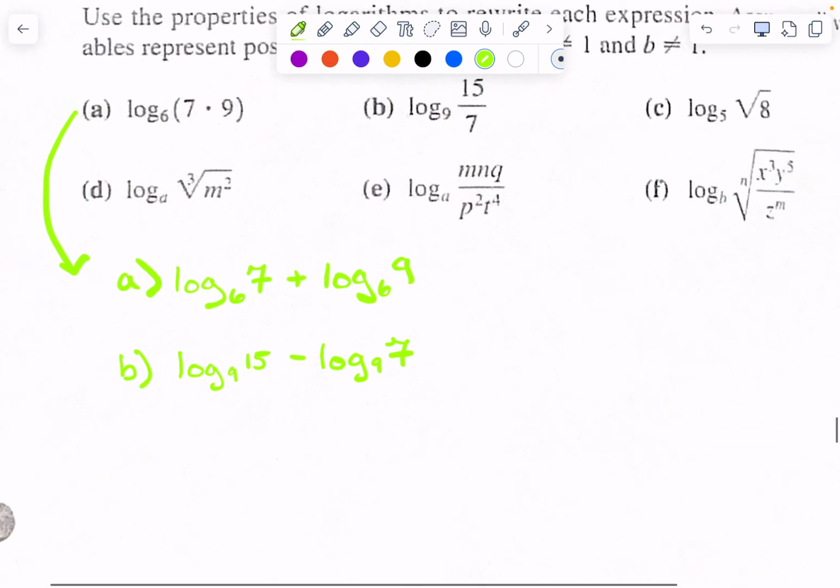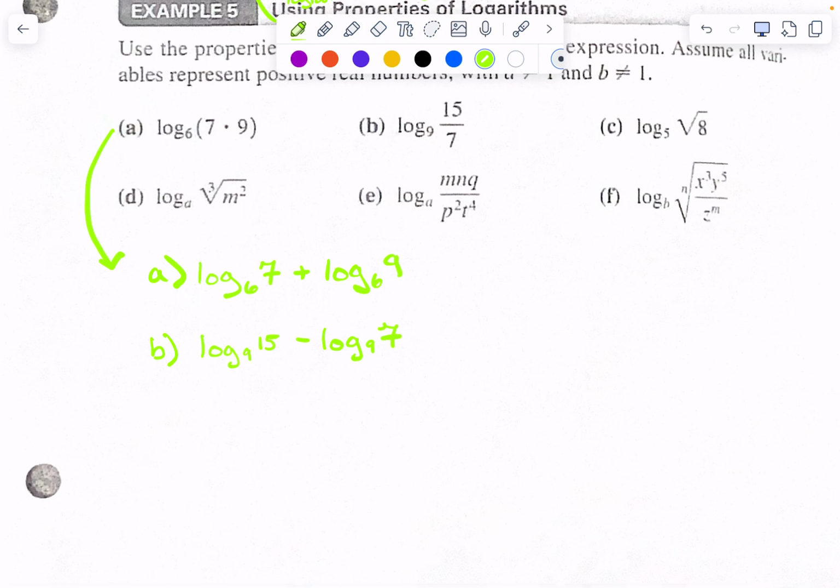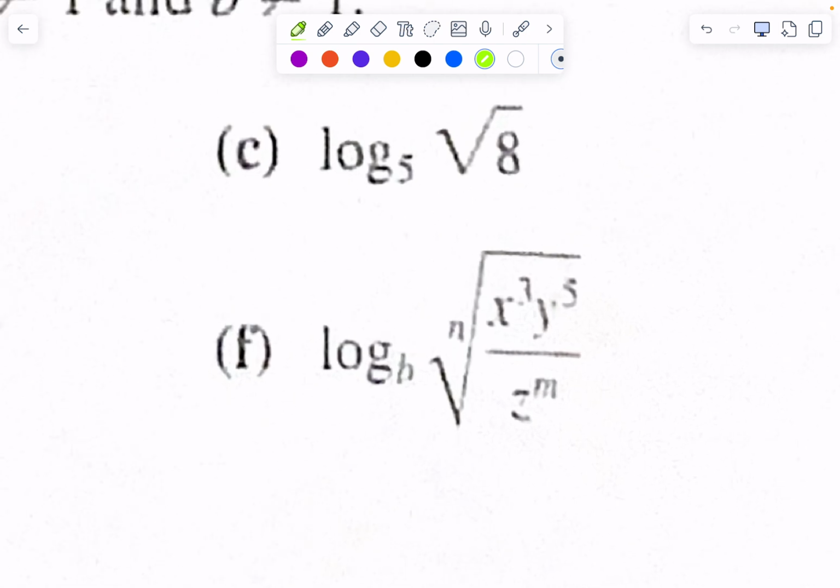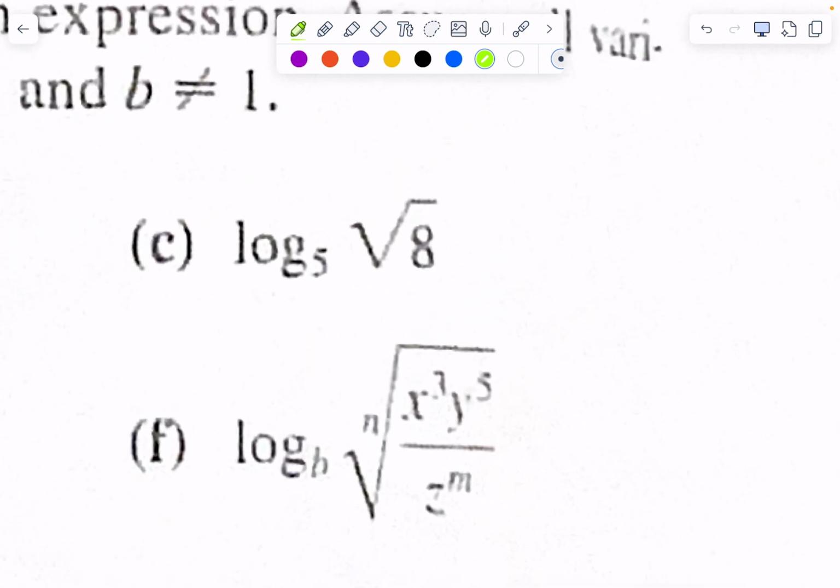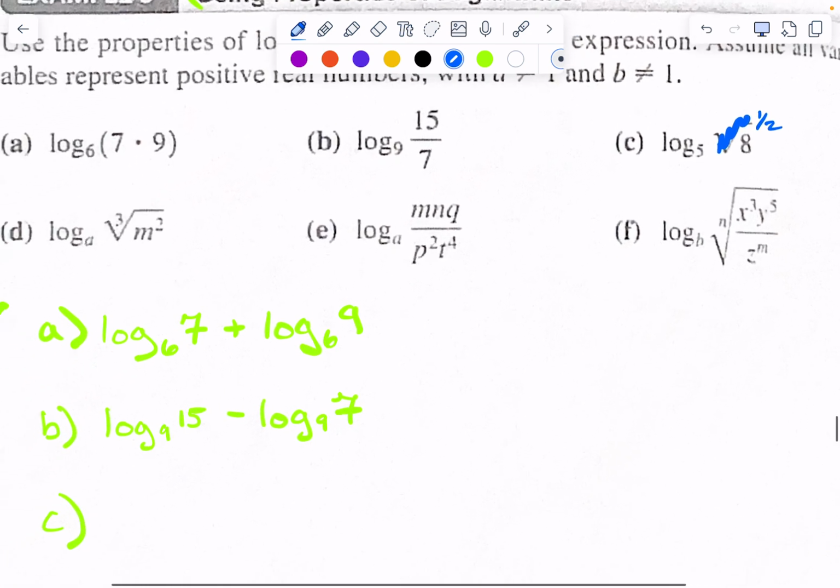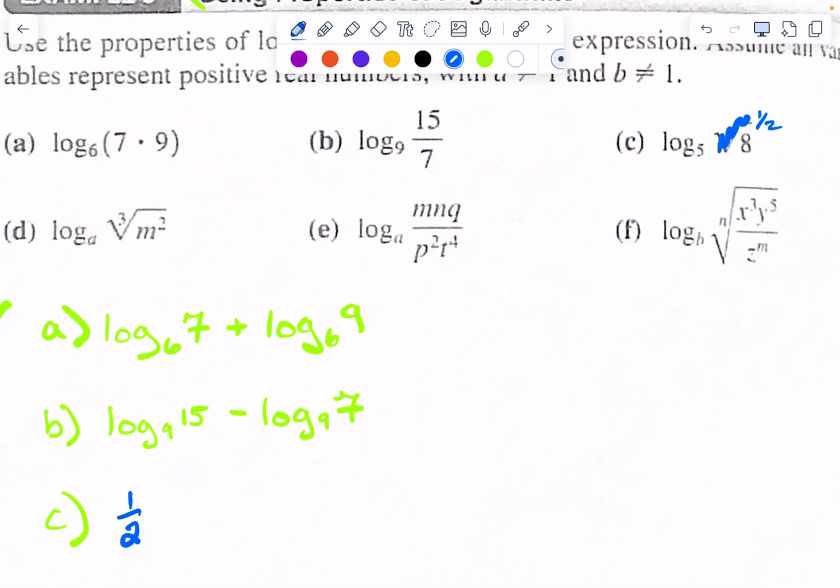Okay, now they're going to get a little bit harder. C. What are we doing there? Square root, probably dividing? No, because there's not 2 pieces. There's only 1 piece, it's 8. But what does the square root mean as an exponent? Half. This is like 8 to the 1/2 power. Do you see that? Now what do I do with that? Move the 1/2 to the front. So the 1/2 comes down in front. So it's 1/2 log base 5 of 8. And that's it. The 1/2 comes down in front.